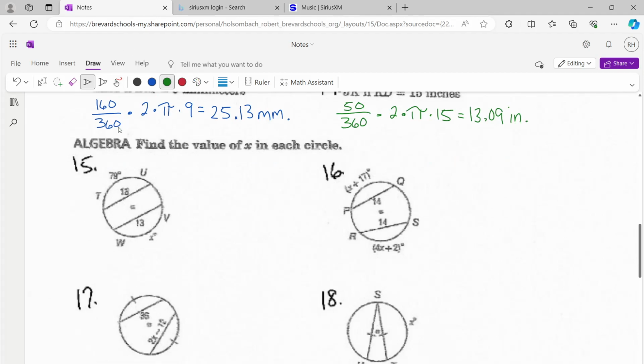All right, and then we've got a few more problems here where we're going to be finding the value of x. We said yesterday that if two chords are congruent, then their corresponding arcs are congruent. So if both of these chords are 13, then their arcs are the same measure. This one isn't real hard, okay? We got 78 on the top. X is going to be equal to 78.